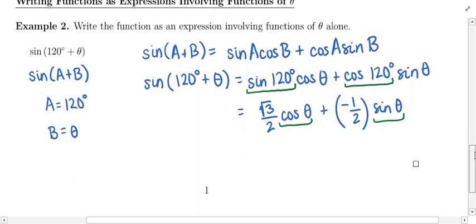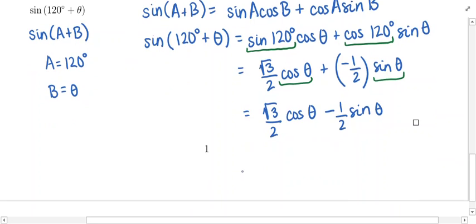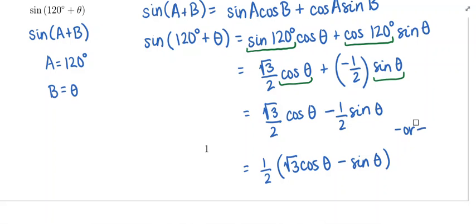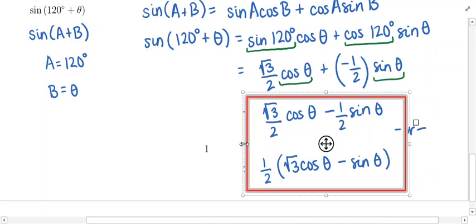We can simplify a little bit. We can make this the square root of 3 over 2 times the cosine of theta minus 1/2 times the sine of theta. It is perfectly fine to stop here. Another thing you can do is factor out a 1/2. If you factor out a 1/2, that's going to leave you with 1/2 times the quantity square root of 3 times the cosine of theta minus the sine of theta. Either one of these last two statements will suffice. We've done what we set out to do.